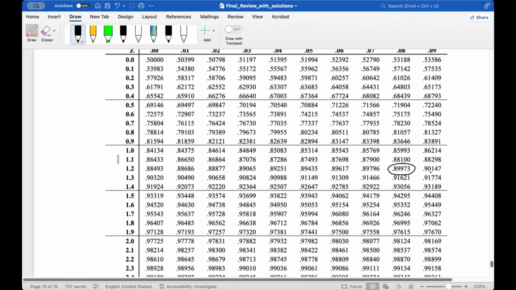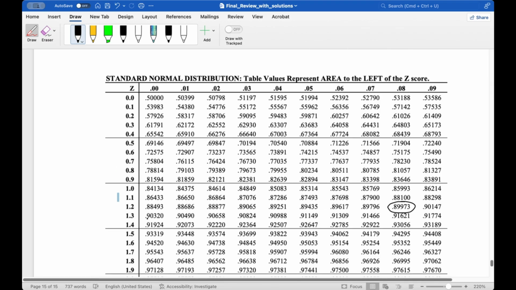0.89973. 0.90147 is also pretty close, but 0.89973 is a little bit closer. So the row is 1.2 and the column is 0.08. So we're going to use the z-score of 1.28.